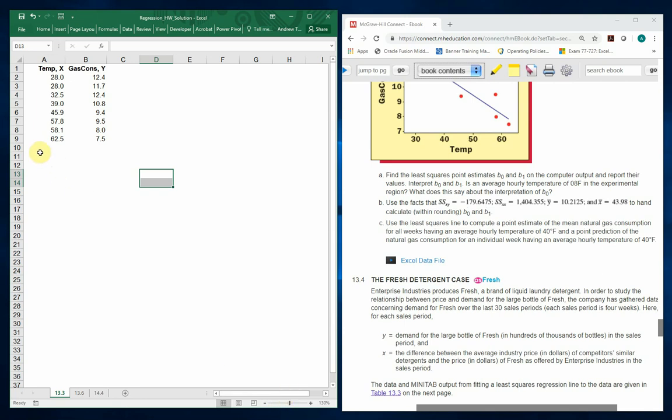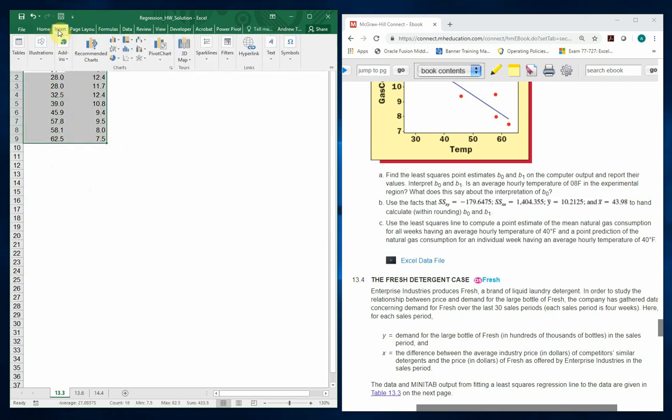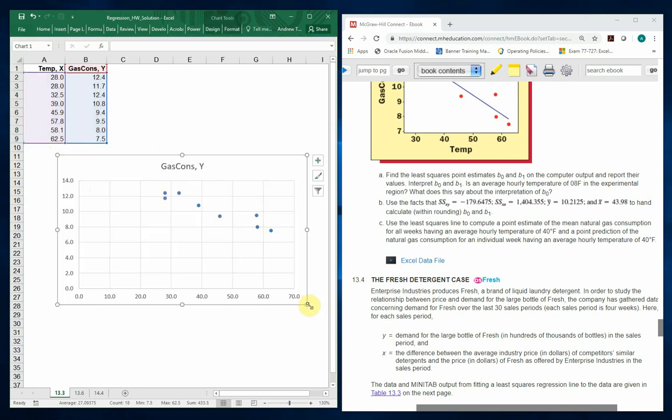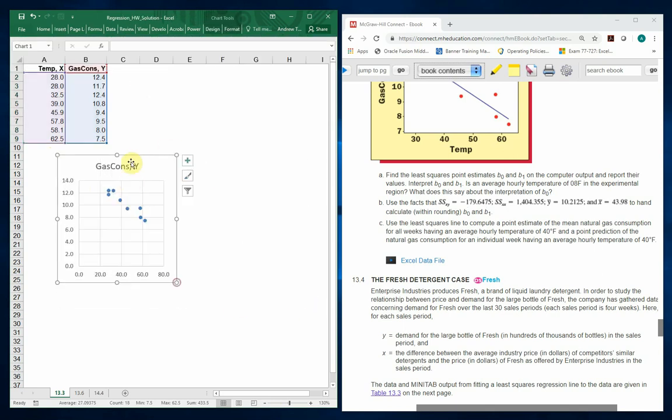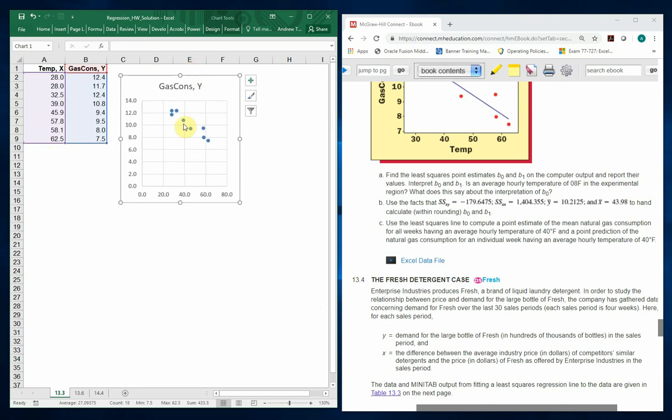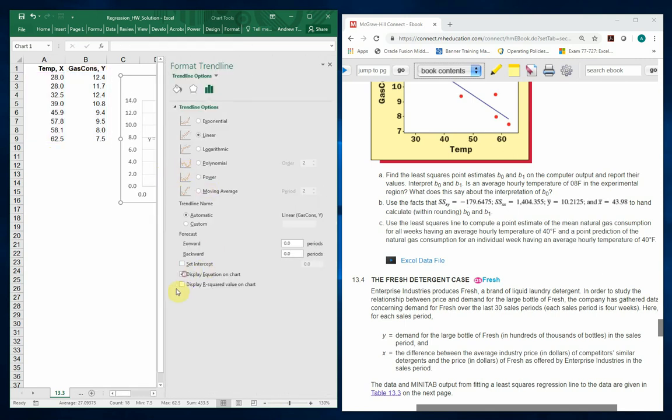The thought is that when it is really cold, you use a lot of gas, and when it's warm, you don't use so much. So we know how to build a scatter plot. This is chapter 3 stuff. We can always go build a scatter plot of this, like that. And we can right click on any data point and go ahead and get the equation like that.